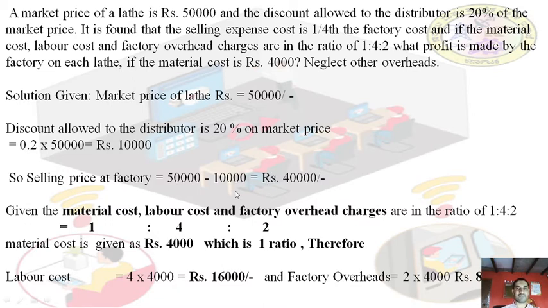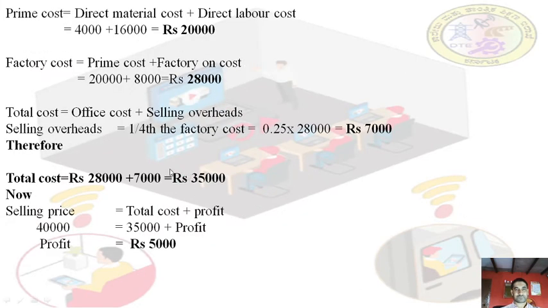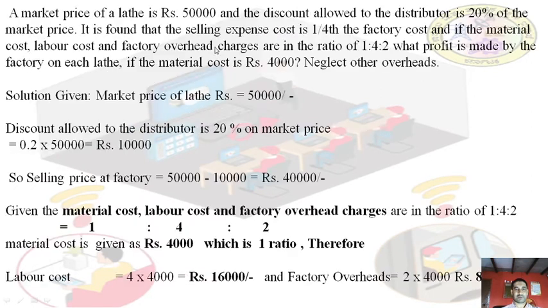So you must carefully note this point, that you should not take the selling price as 50,000. It is the market price, but we are giving a discount of 10,000, so the selling price will become 40,000. So we need to calculate the profit or loss on this 40,000 and not on 50,000. So the prime cost is direct material cost, direct labor cost, and direct expense. Direct expense is not mentioned here. The direct material cost is given in the problem, and the direct labor cost we got from the ratio. It is 4 ratio, so 1 ratio is 4,000, and 4 times 4,000 is 16,000.